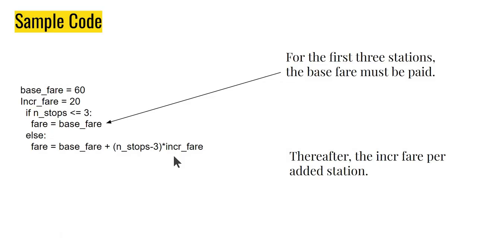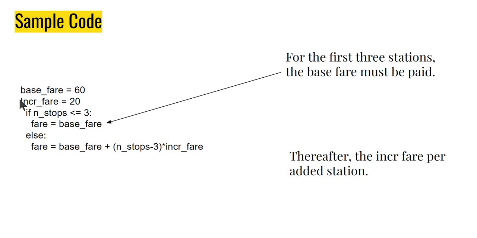So the way I would do this is by defining a base fare. For example, let's say that's 60 rupees, and then an incremental fare per station. And I say that, look, if my number of stops is less than or equal to 3, then even if it's one stop, I'm going to pay a base fare. However, if it's more than 3, then my fare is base fare plus n stops minus 3 times the incremental fare. Now, why did I do minus 3 here? Well, because let's say the user goes 4 stops, then I'm just going to say, okay, base fare is for 3 stops. For the remaining one stop, I must charge you an incremental fare. So that's reasonable. That's a fair thing to do since the base fare is for 3 stops.